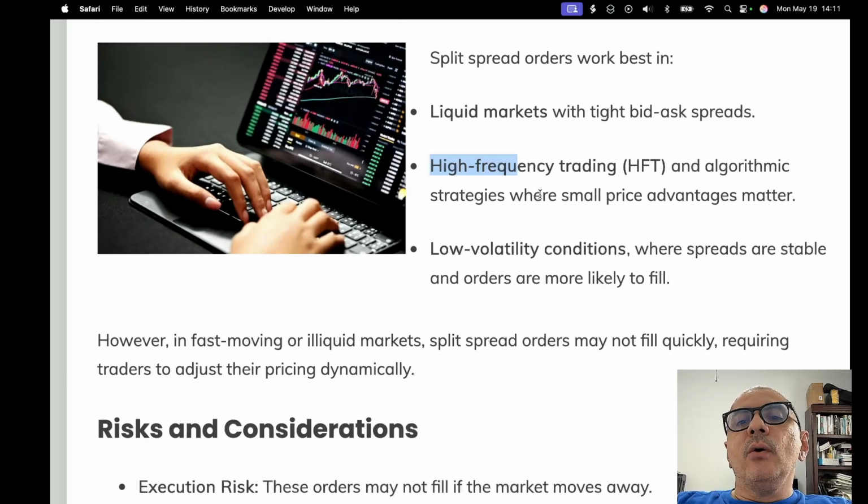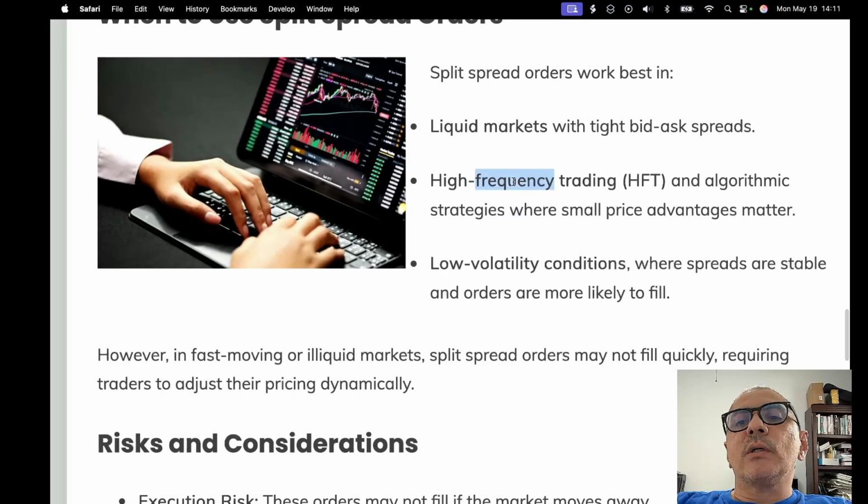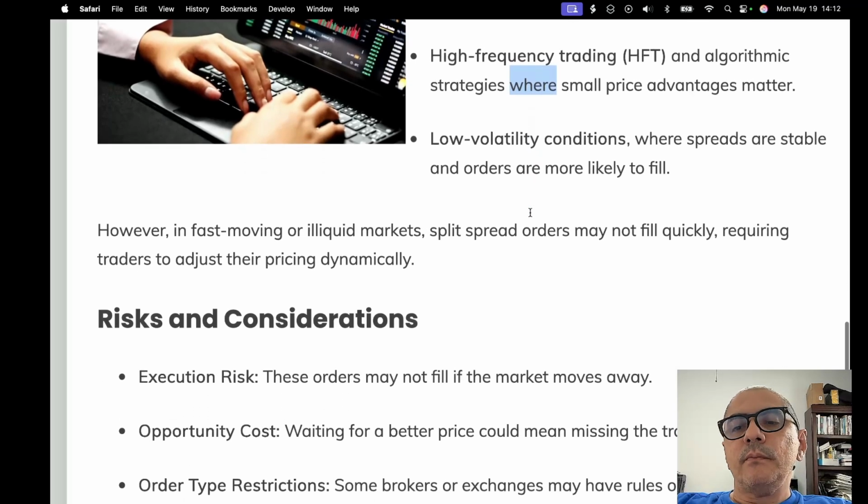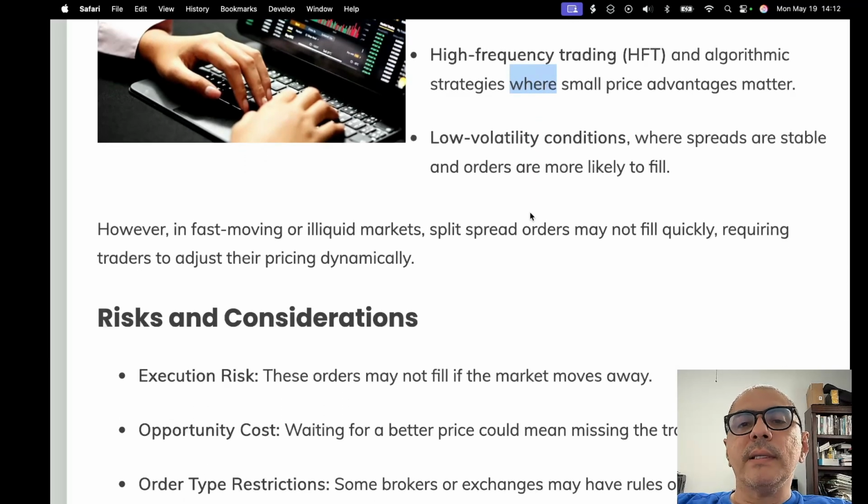So even though this works for high frequency, this doesn't mean that you as a small investor shouldn't be doing this. In fact, I do this all the time. I look where the bid ask is, and then I always move my limit orders close to the middle of that range. In this way, you always get the benefit.